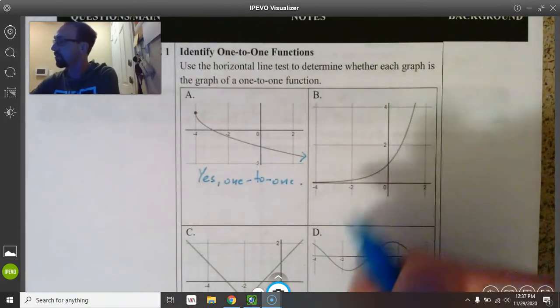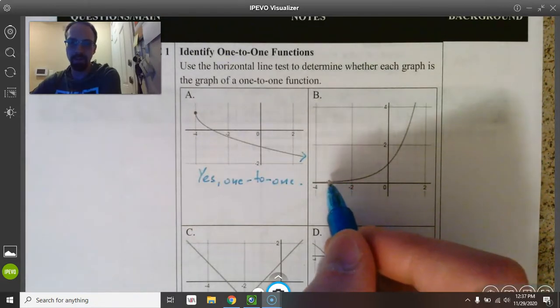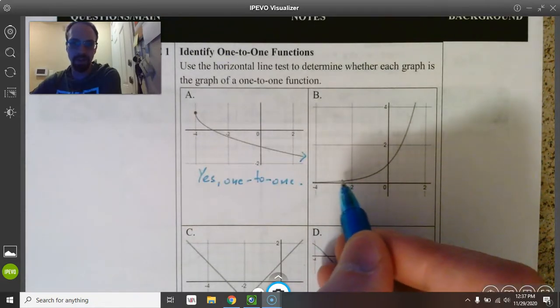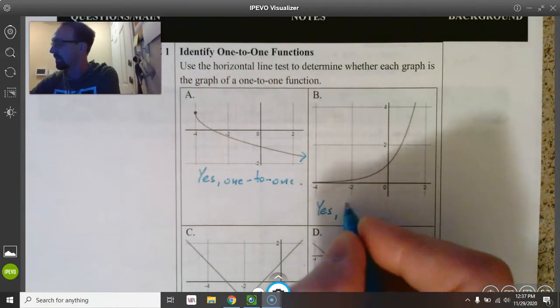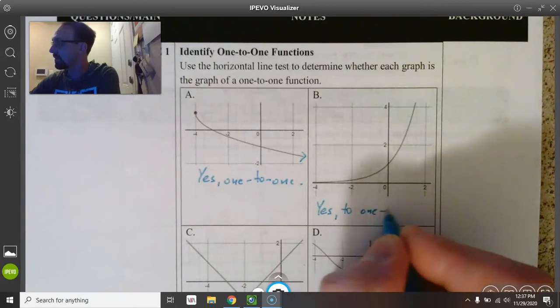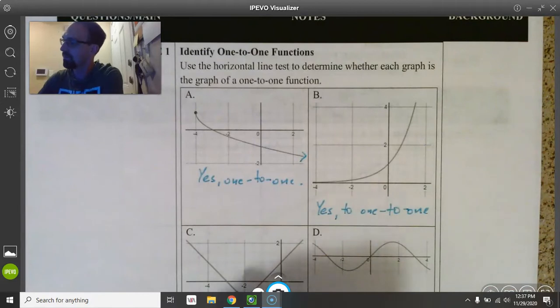For B, this one is also one-to-one. Now, it looks like at some point here that it's going to intersect more than once. It doesn't. It does get very close, but it will not intersect more than once.